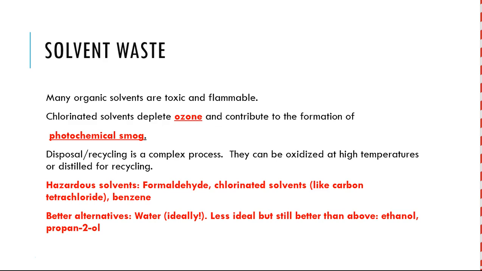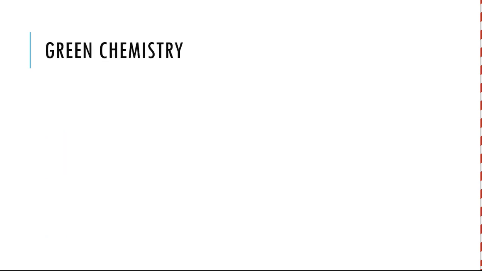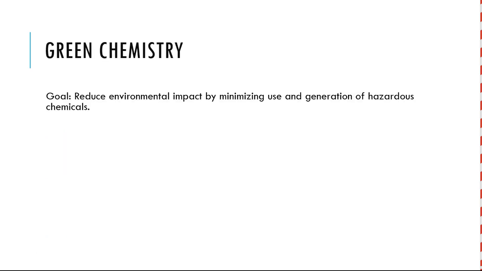So whenever possible, as we try to be a little more green in the way we do things in general, and specifically as it relates to drug manufacturing, we want to pick solvents that have less of a detrimental impact on the environment. So the goal of green chemistry in general is to reduce the environmental impact by minimizing the use and generation of hazardous chemicals, which is why water is obviously the preferred solvent if possible.